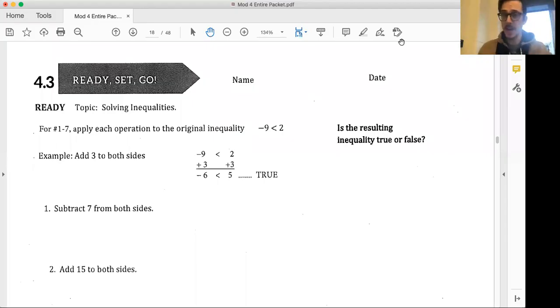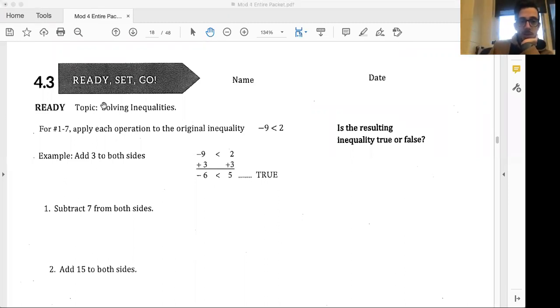Get ready, get set, and let's go for 4.3, dealing with inequalities. We are solving inequalities at first here. Nothing we can't handle.